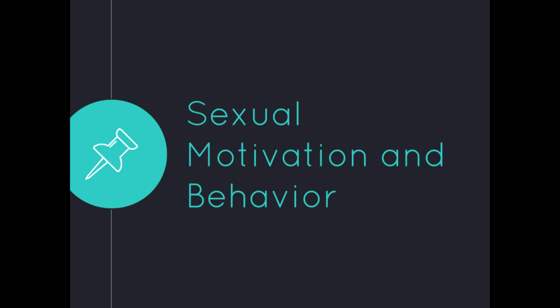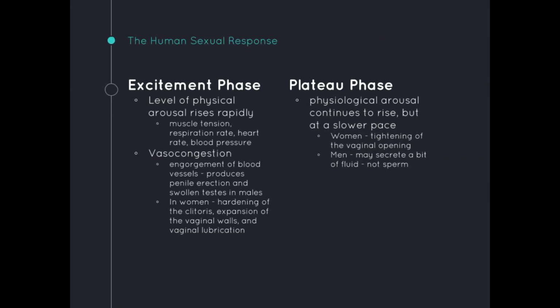The third main point the book talks about is probably the most uncomfortable to talk about, but I guess I got stuck with it, is sexual motivation and behavior. Now we're going to be talking about the human sexual response and its 4 phases, we call them. The first is the excitement phase, and as you can put it together, the level of physical arousal rises rapidly. What that includes is muscle tension, respiration rate, heart rate, and blood pressure.